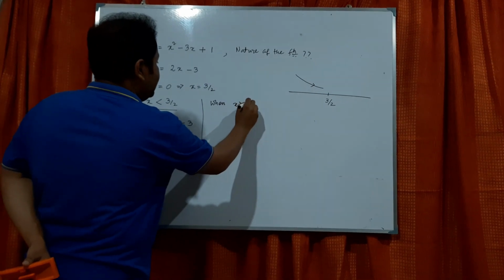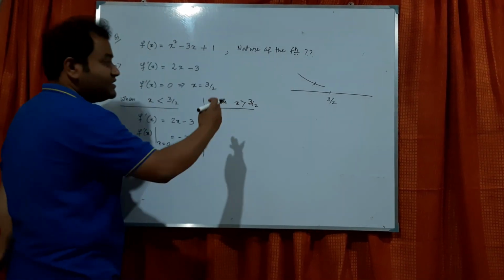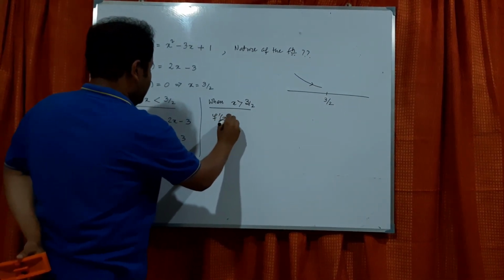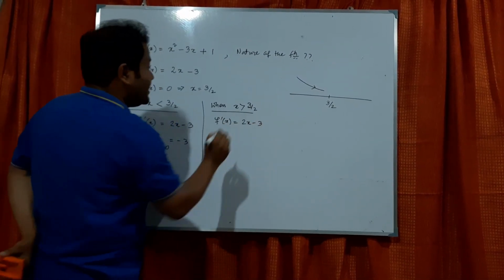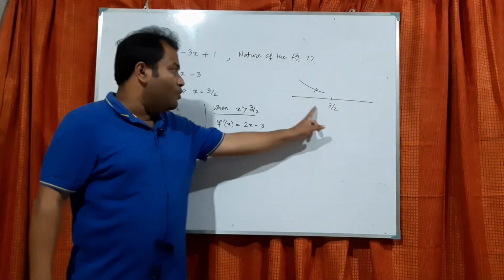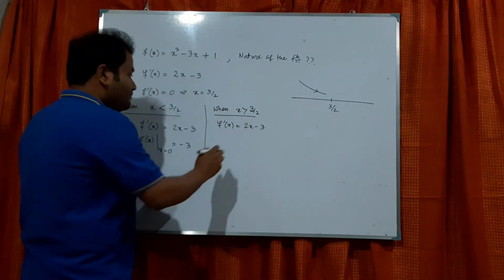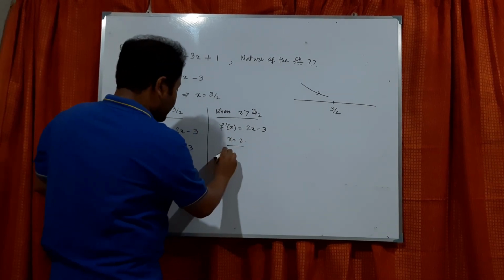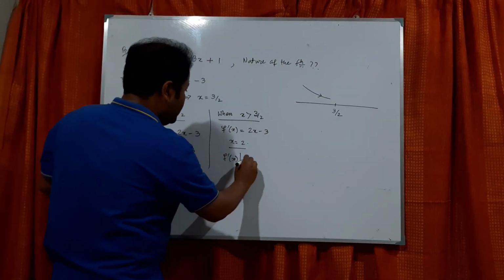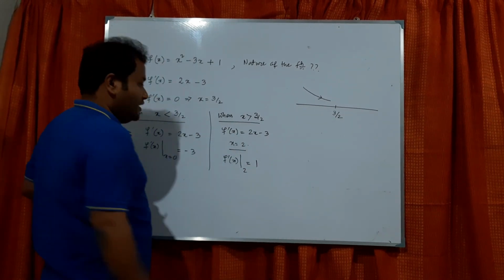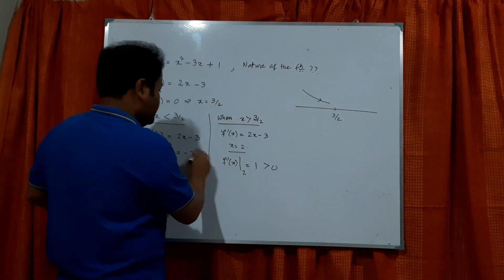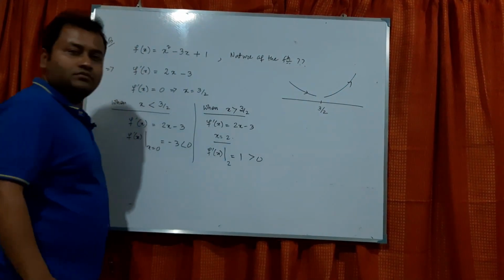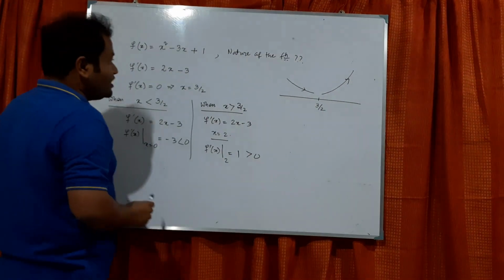Again, when x is greater than 3 by 2, that is if you are more than 3 by 2, then f dash x equals to 2x minus 3. So you take any number more than 3 by 2. So say x equals to 2. Then f dash x at the point 2 will be 1. It is positive. So understand? So what is the nature of the function?